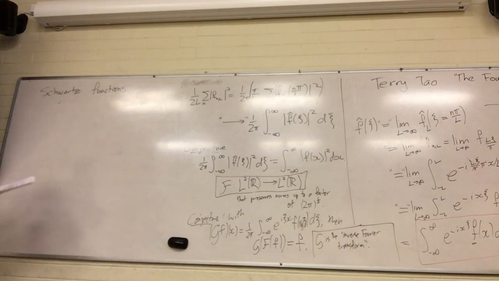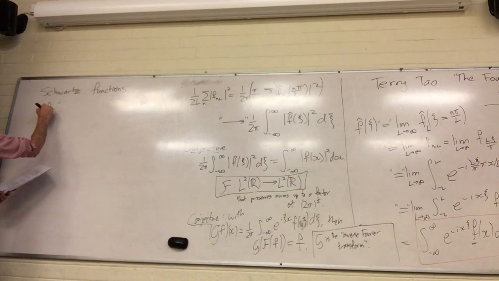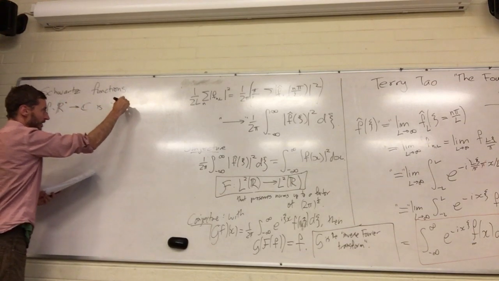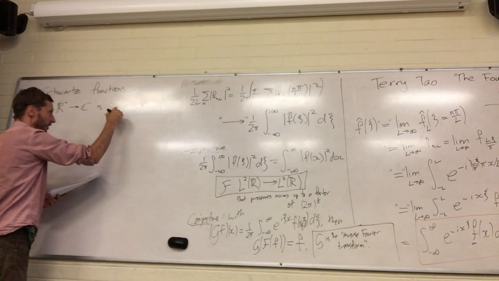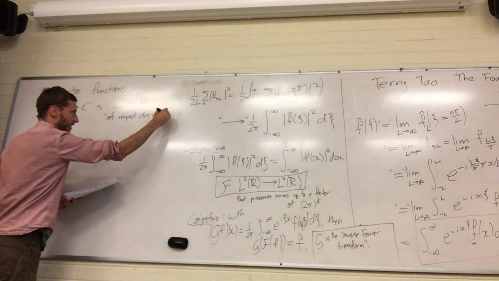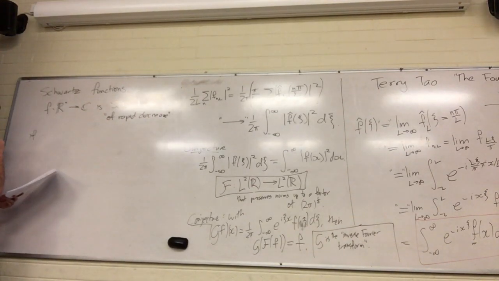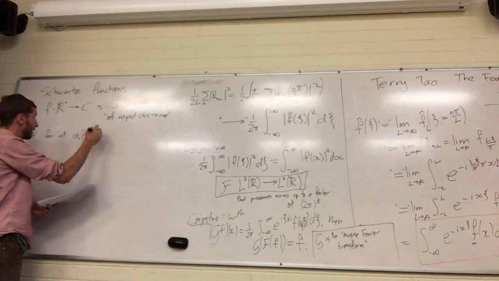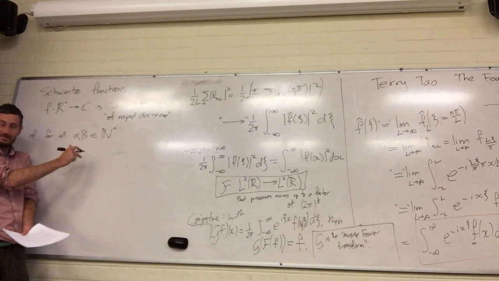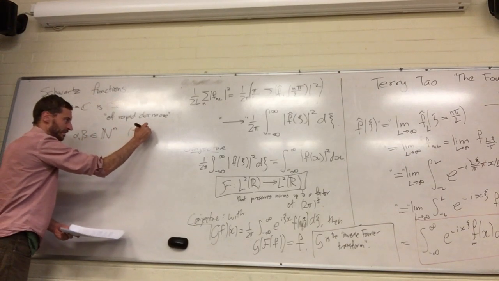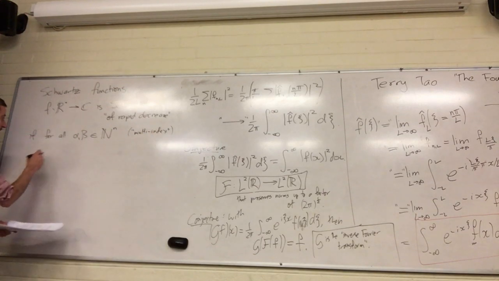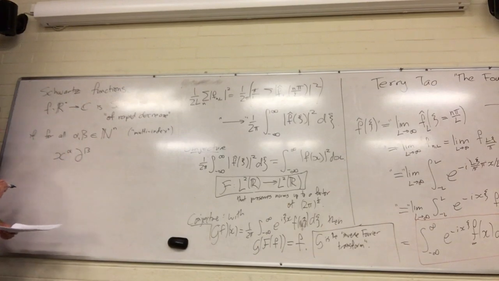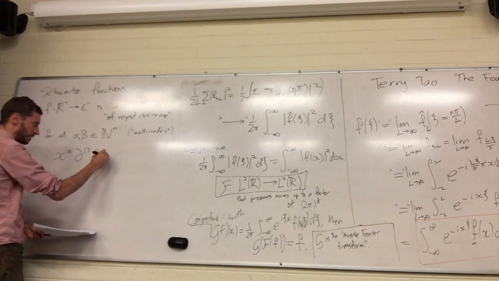Okay. So what is a Schwartz function? f from R^n to the complex numbers is Schwartz, or you might also see people say of rapid decrease, if for all alpha and beta, something like this. These are just n-tuples of natural numbers, which you might call a multi-index. You'll see how they get used in the formula. And then you take x to the alpha, d to the beta of f at point x.